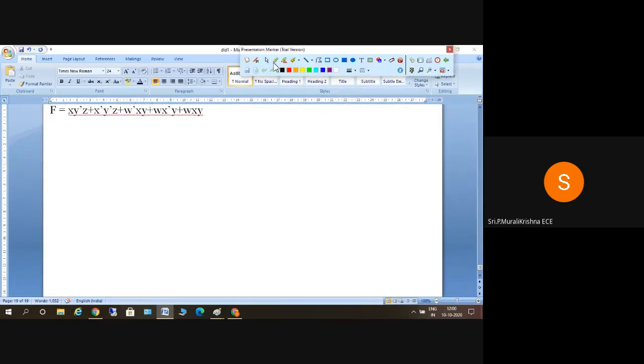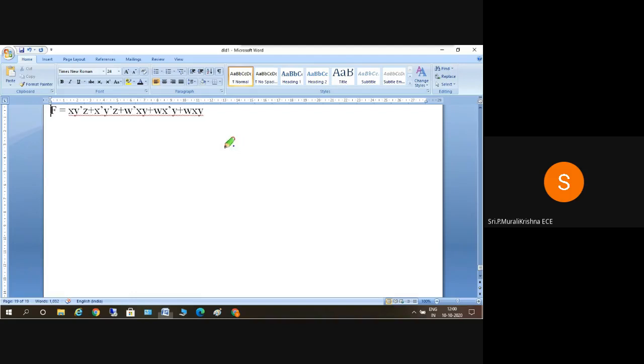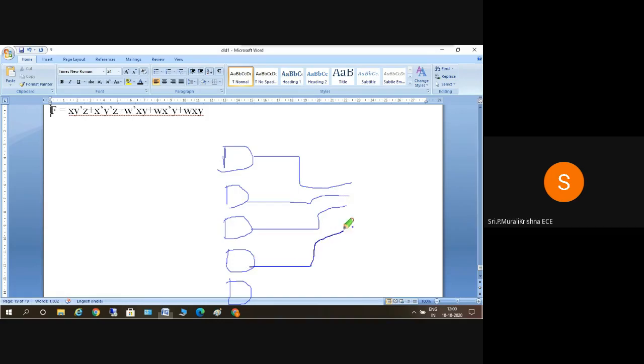There is the expression here, and we'll be having 5 product terms. So 5 AND gates. So 2, 3, 4, and 5 AND gates for 5 product terms. All these products are given to the OR gate. So all these 5 inputs are given to the OR gate here.